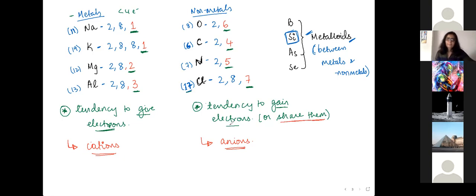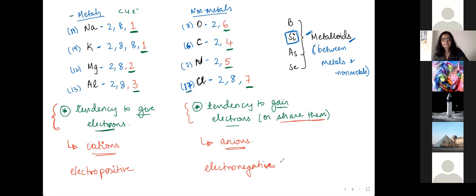So, ma'am, metals are electropositive and non-metals are electronegative. Absolutely. That perfectly describes it. If you had to put this in one word, metals are electropositive. And non-metals, the tendency to attract electrons is called electronegative. Yes. Again, it describes the same thing, just different words. Electropositivity is the tendency to give electrons. Electronegativity is the tendency to attract electrons.